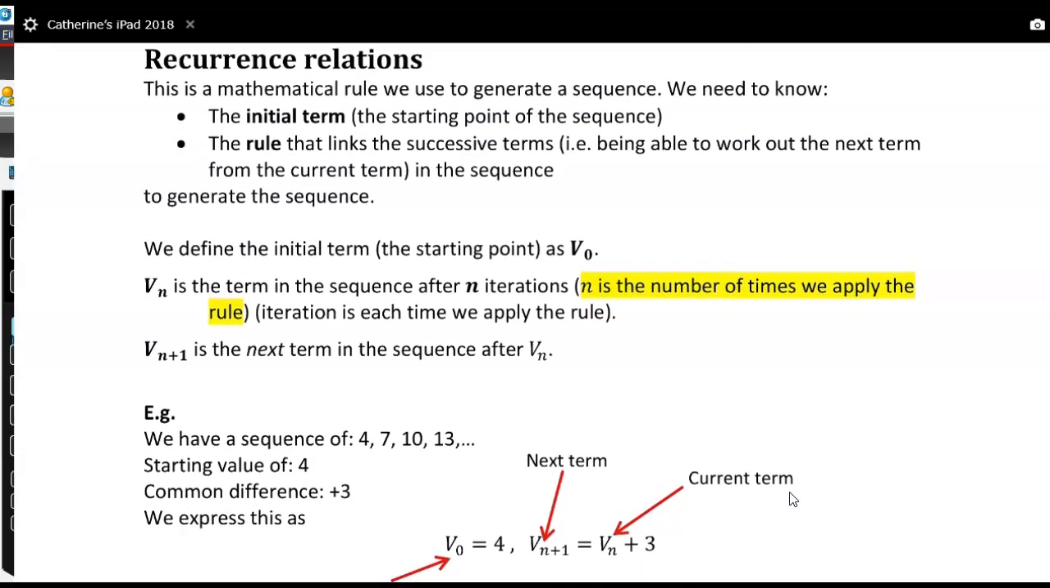So recurrence relations. So this is where we're going to start really getting into some of the words you're going to need to understand. So recurrence relations. This is what we use to generate a sequence. Now with a recurrence relation, we need to know a number of things. Okay, and that is the initial term, or in other words, the starting point.